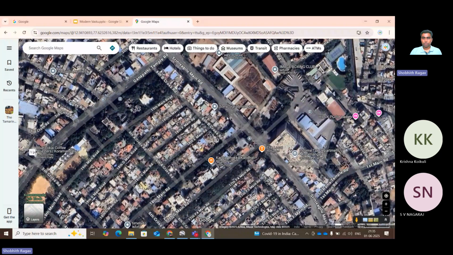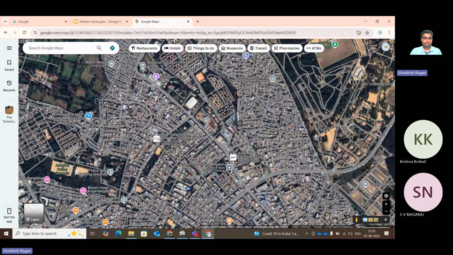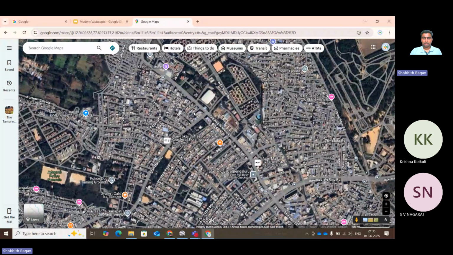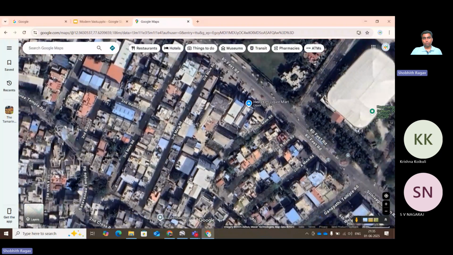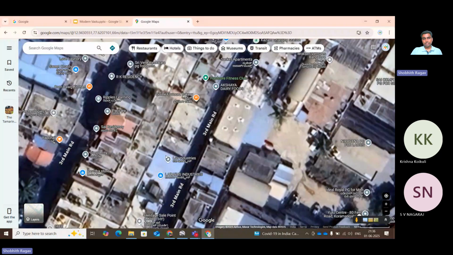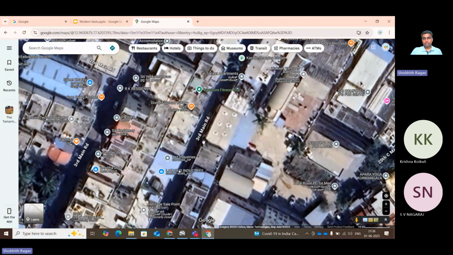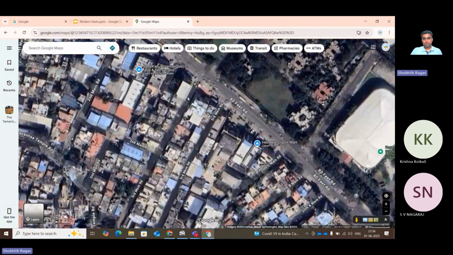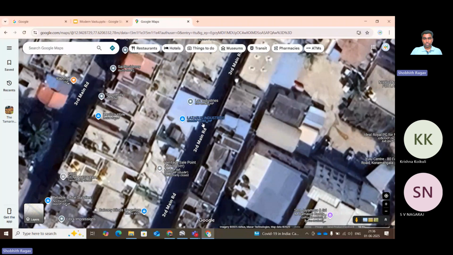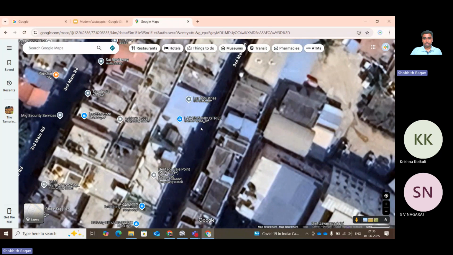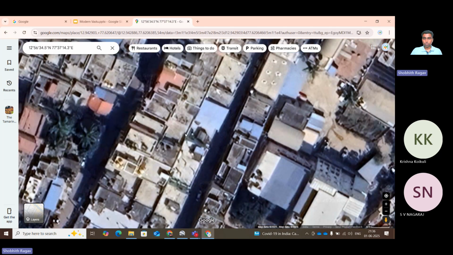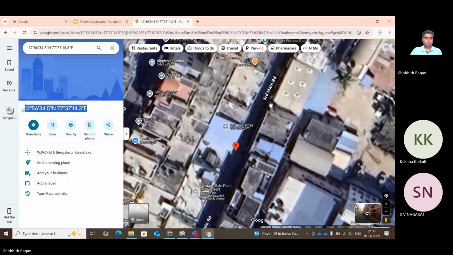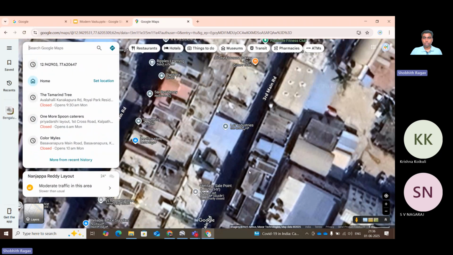Sony Signal, which is this area. Adugodi. Okay, so let us take something from here. Since the angle is not too skewed, Lazarus Industries. Okay, so we will take this Lazarus Industries. What is the degrees? I'll copy this. This is for Google Earth. So you can take these coordinates for input into Google Earth.